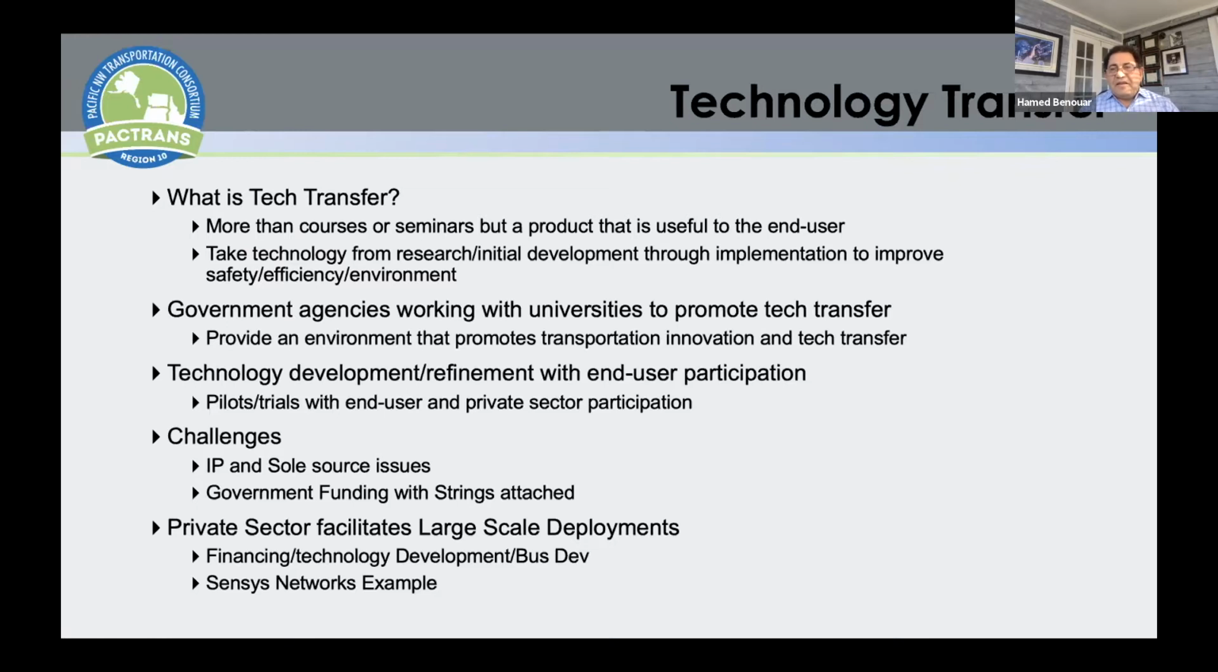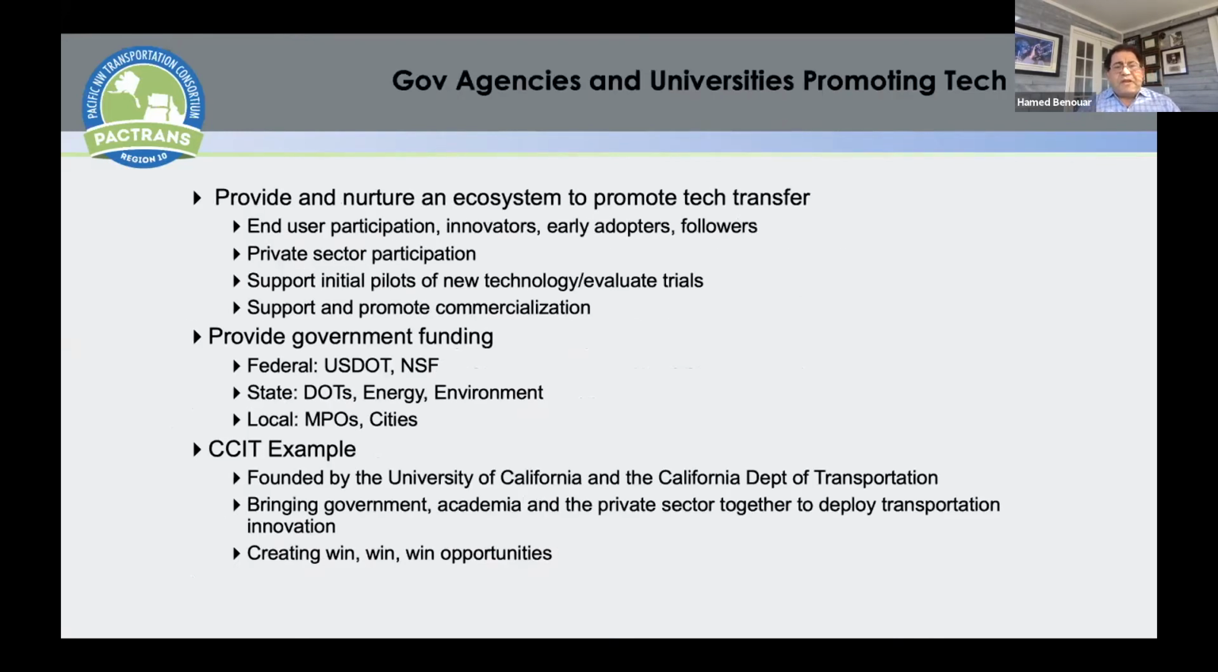And then finally, government and the universities are not going to do large-scale deployment. It has to be done by the private sector, and that's their role. So the private sector will be looking at financing, technology development, business development, and then Amine Haoui is going to be talking about the Census example. So the first one is providing and nurturing this ecosystem that promotes technology transfer.